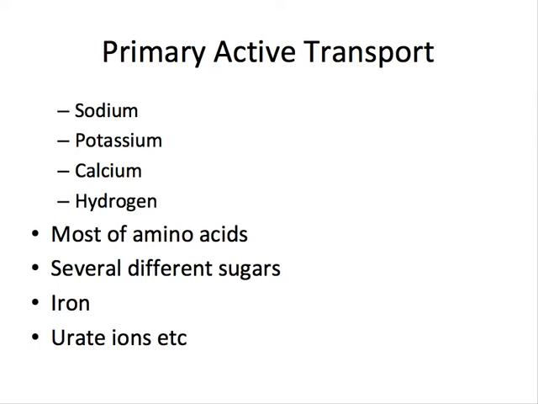Well, the substances which are transported by primary active transport are shown here. The ions include sodium, potassium, calcium, hydrogen. And then there are certain waste products and certain nutrients like amino acids and sugars and iron. There are also waste products which have to be excreted out of the cell, like uric acid.